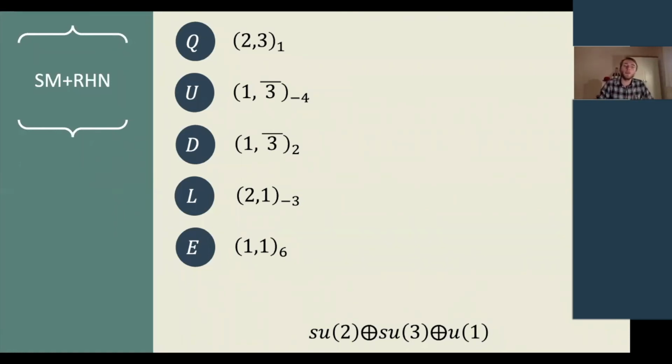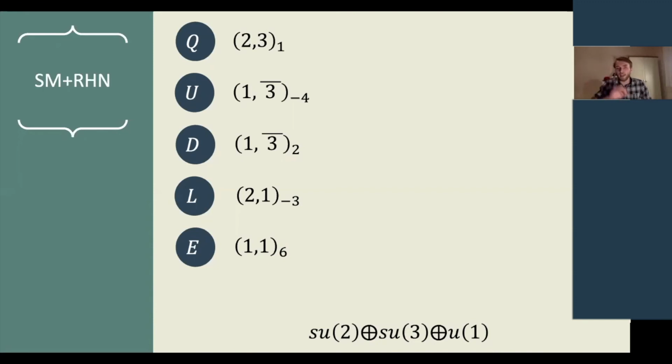And what I'm going to do is add a right-handed neutrino. Now, I can give you a phenomenological reason for adding a right-handed neutrino. It helps give the neutrino a mass. But that's not the true reason we added it. The reason we added it is because we couldn't solve the equations in this case.